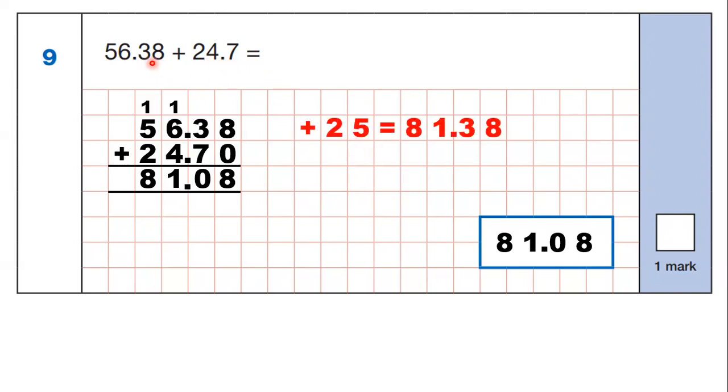You might have been able to do this mentally, because 24.7 is close to 25. And if we add 25, we get to 81.38. But because 25 is 0.3 more than 24.7, we then need to take 0.3 away to get our answer.